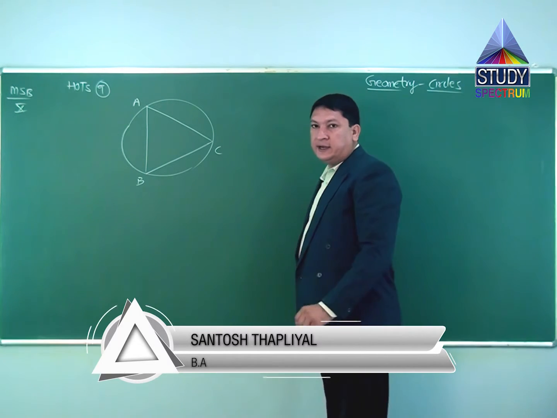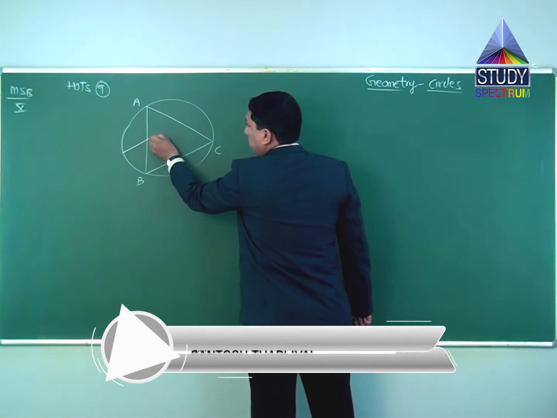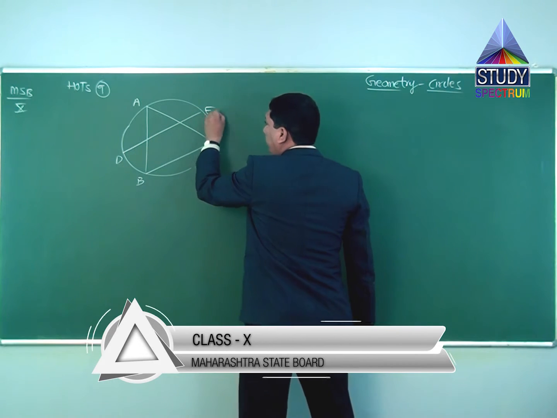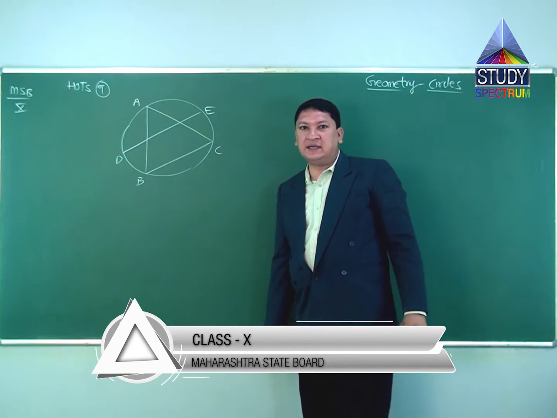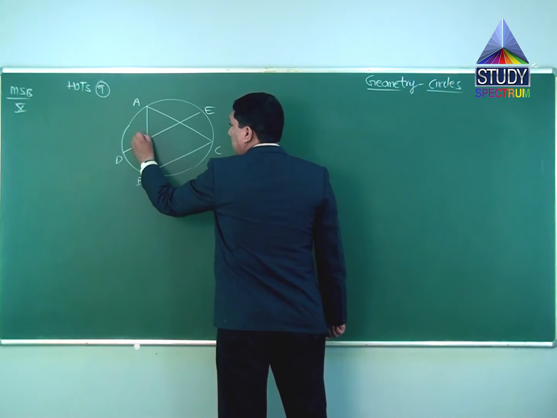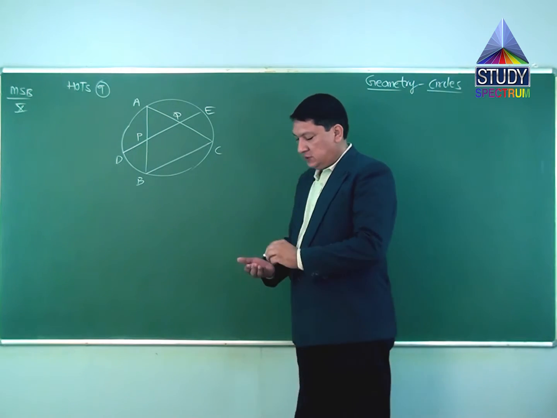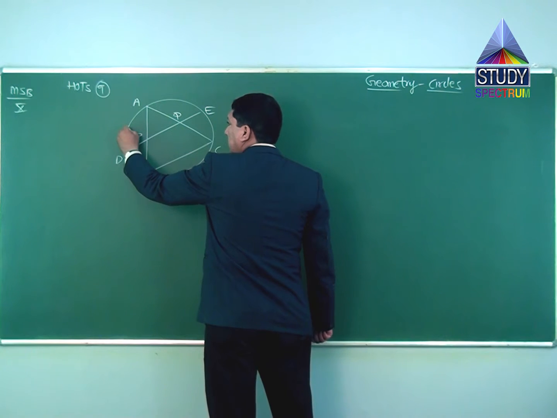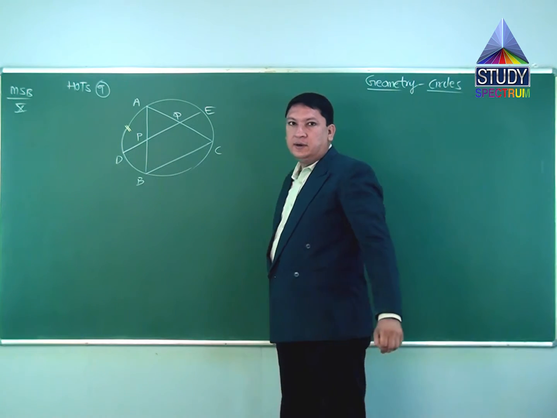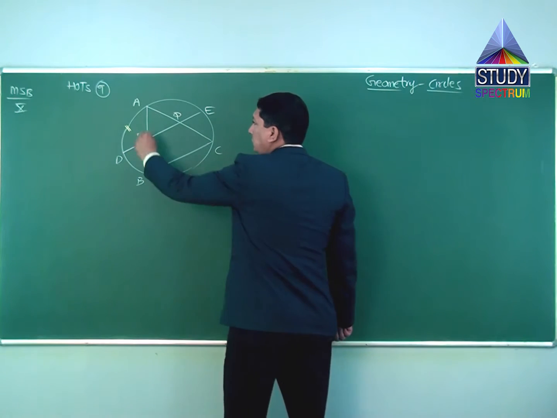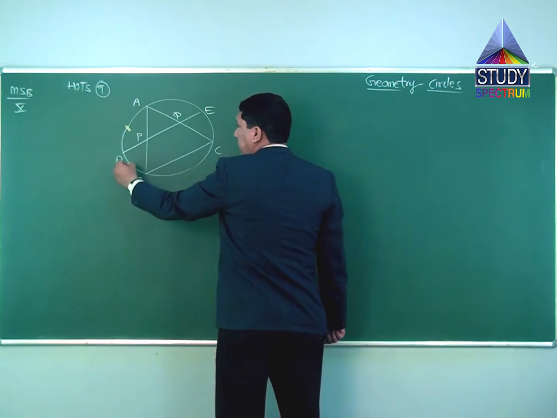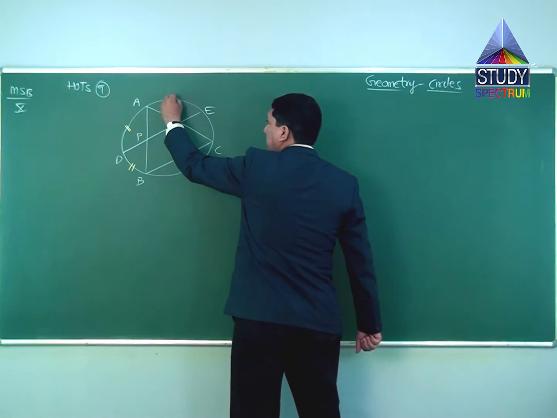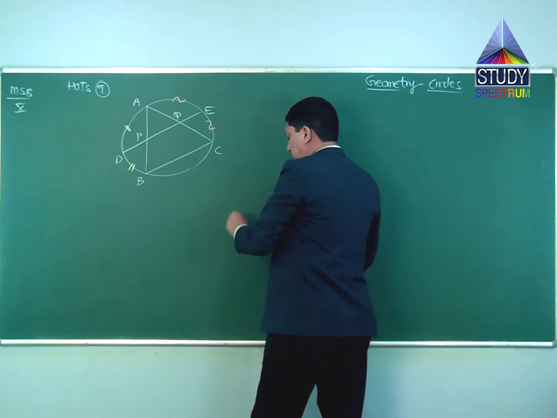There is a chord DE also, which is intersecting sides AB and AC at points P and Q, with some conditions. These conditions are: arc AD and arc DB are congruent, so arc AD is congruent to arc DB. These two arcs are congruent. Arc AE and arc EC are also congruent.